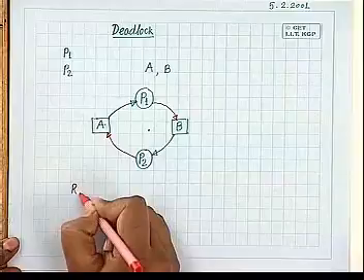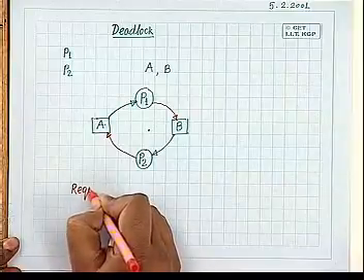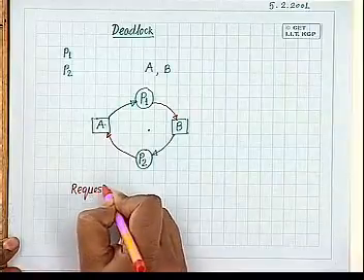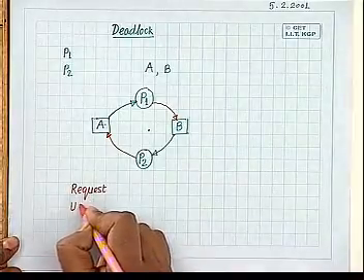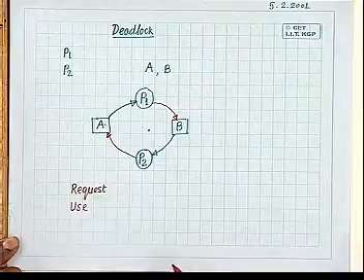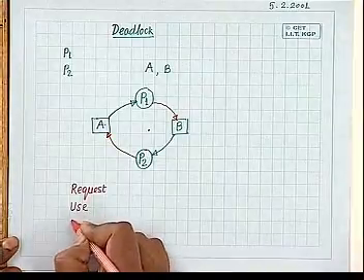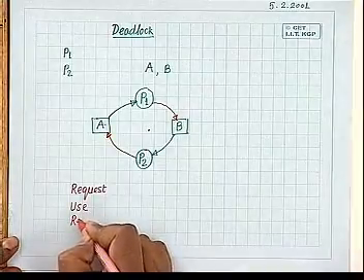So we must follow a sequence: first the process has to request the resource. After the resource is granted, it has to use the resource, and on completion it has to release the resource.